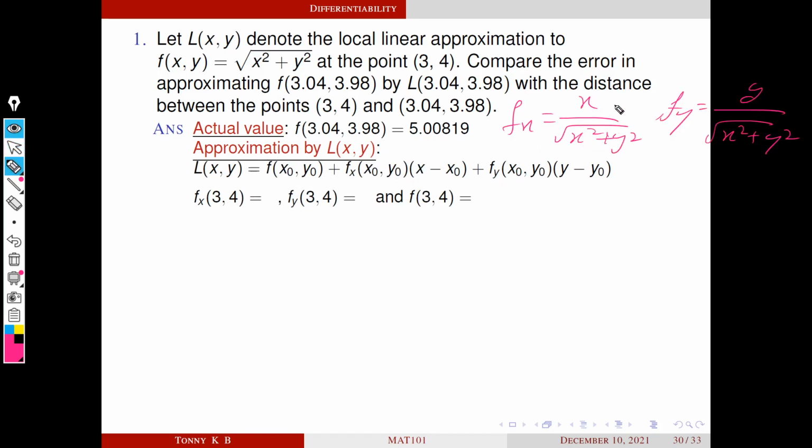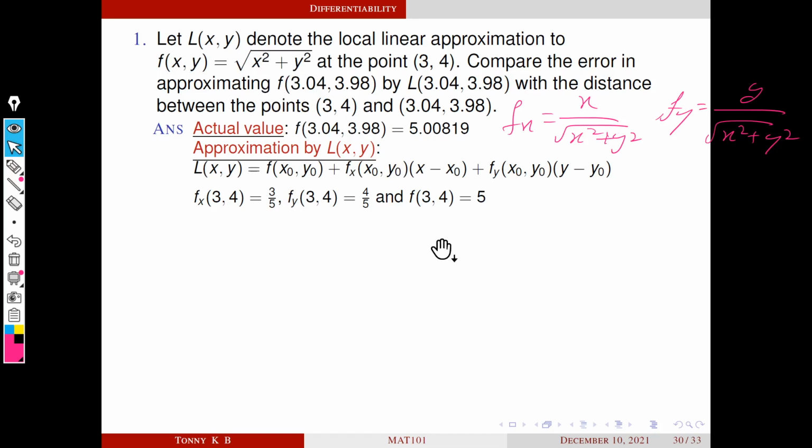Yes, fx is x by square root of x square plus y square. Similarly, fy is y by square root of x square plus y square. So now we can easily find fx, fy and f of 3, 4. And what is fx of 3, 4? You simply substitute 3 and 4, so that is 3 by 5. Similarly, fy at 3, 4 is 4 by 5. And what is f of 3, 4? This is square root of 3 square plus 4 square, that is 5.